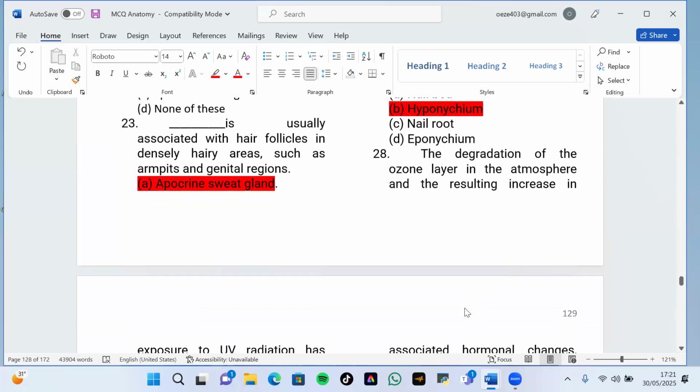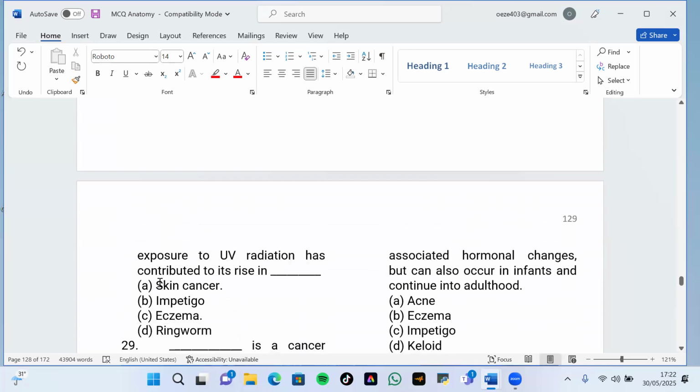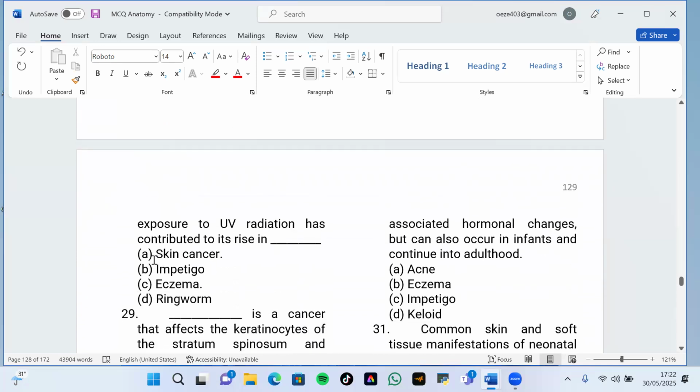The degradation of the ozone layer in the atmosphere and the resulting increase in exposure to UVA, ultraviolet ray radiation, has contributed to its rise in dash. A, skin cancer. B, impetigo. C, eczema. D, ringworm. The correct answer is A, skin cancer.